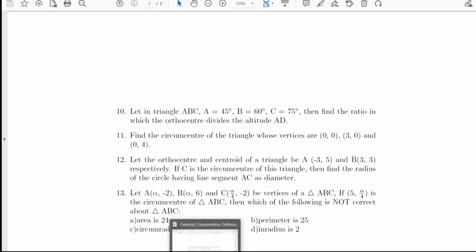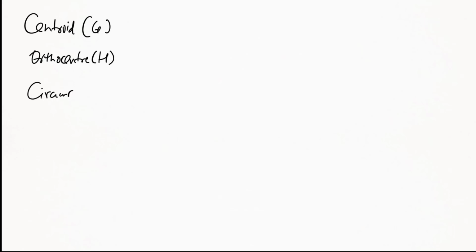The last concept we'll discuss before solving the last two questions, 12 and 13. So far we know what? Centroid we know, G, right? Orthocentre, that is H, and circumcenter, that is C. Alright, and the interesting fact is all these lie on a single straight line.